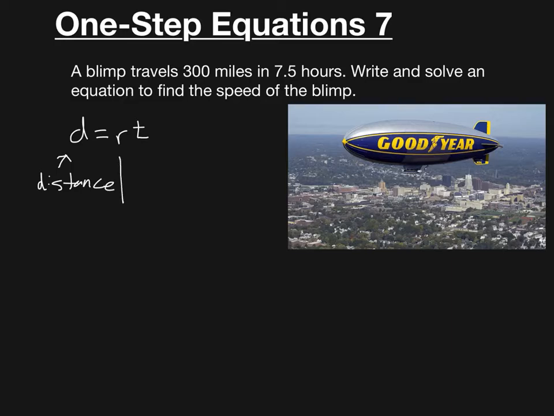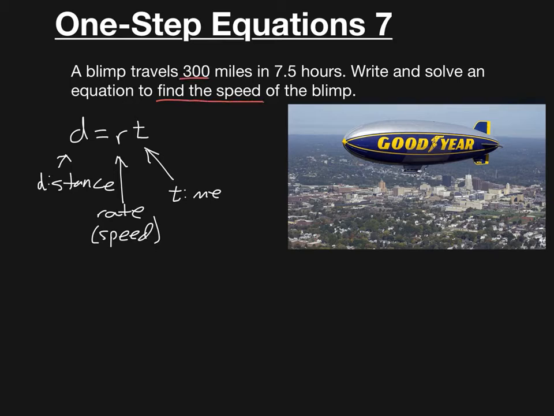R represents the rate. You can also call that the speed that it travels. And T represents the time that the object is traveling. So in this case, we know a couple of things. We're looking for the speed. It says find the speed.